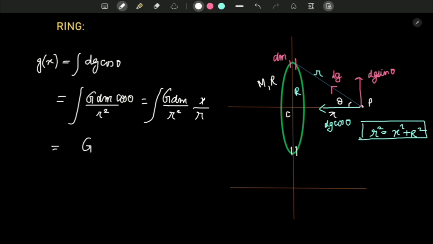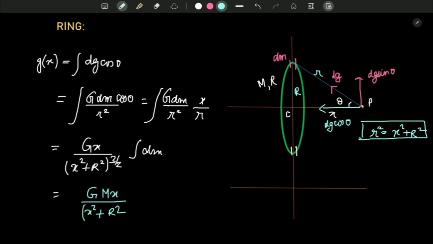So this turns out to be G x by (x square plus r square) to the power 3 by 2, and integration of dm is left. So ultimately I will get this as G, and integration of dm will be M. So G M x by (x square plus r square) to the power 3 by 2. So this is our field strength for a ring at a point P.